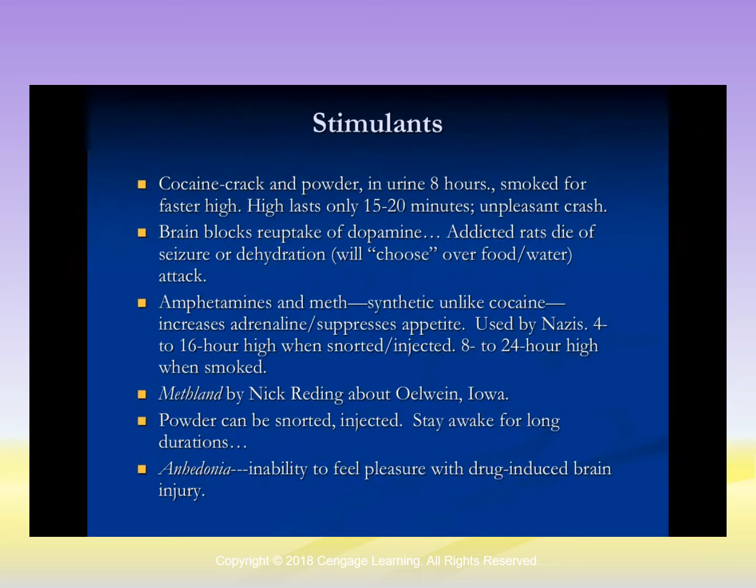Okay, all right. So one of the things that we look at, not just with stimulants, but with all addiction, is this word here, anhedonia, which is the inability to feel pleasure with drug-induced brain injury. So that's an interesting way to look at it, a drug-induced brain injury. So if a person is taking substances, they can alter their brain chemistry. So here, the brain blocks the reuptake of dopamine, and then the body becomes depleted of dopamine, which of course is one of the neurotransmitters that helps us fight depression.